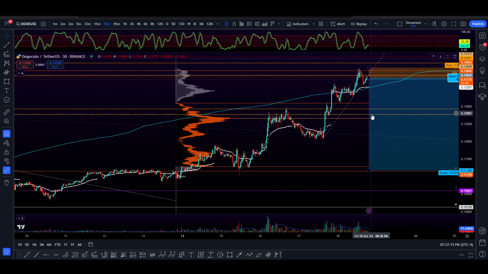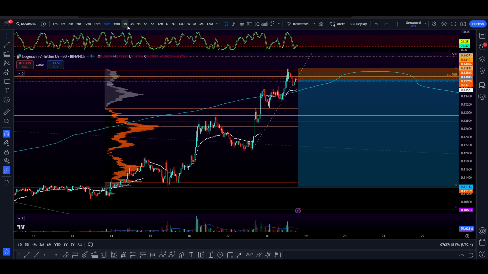Higher highs, higher lows, higher highs, higher lows. So we'll see how this all plays out. But that's pretty much it with Dogecoin.